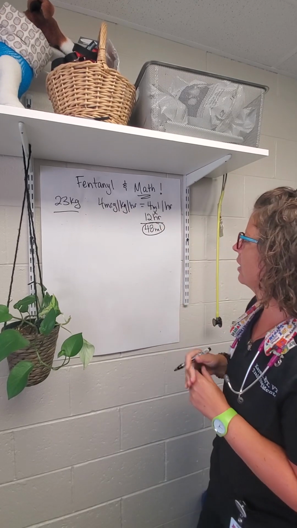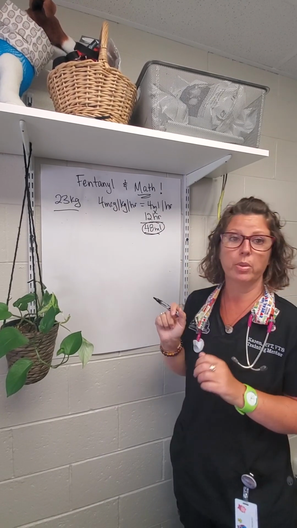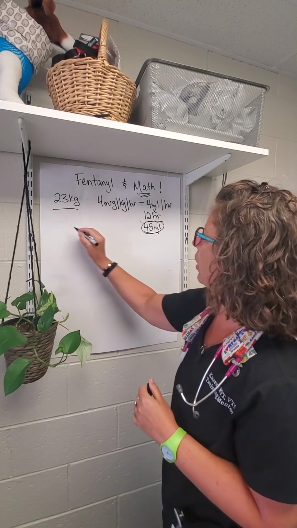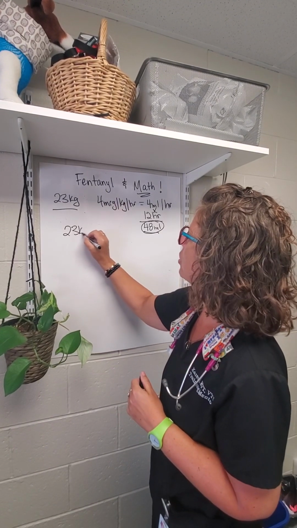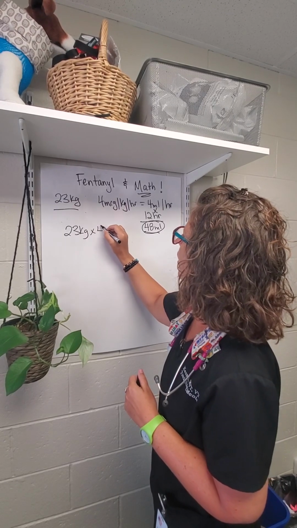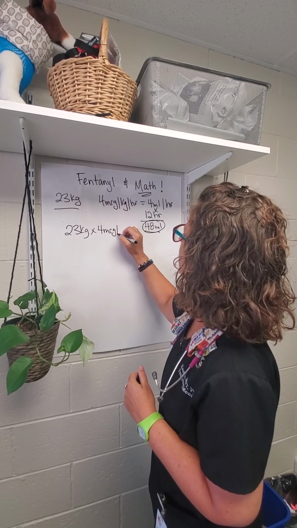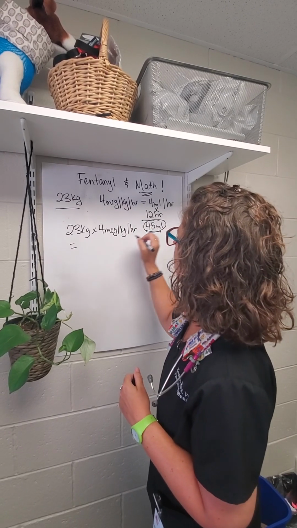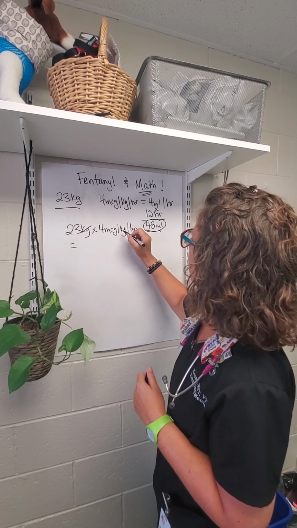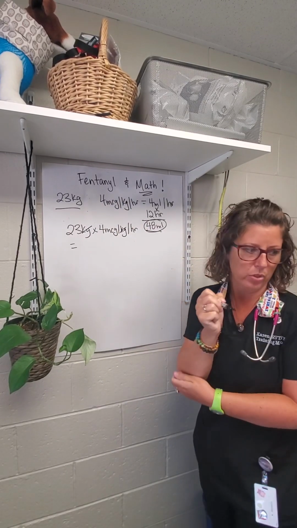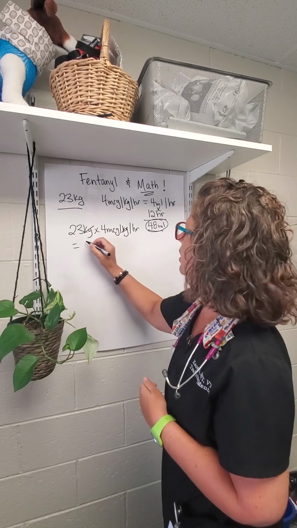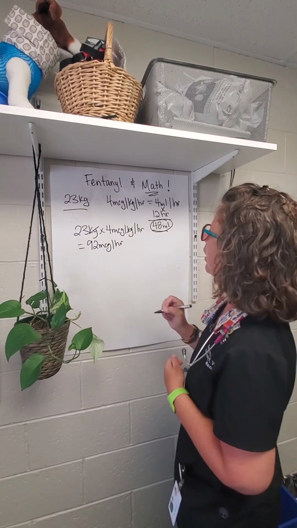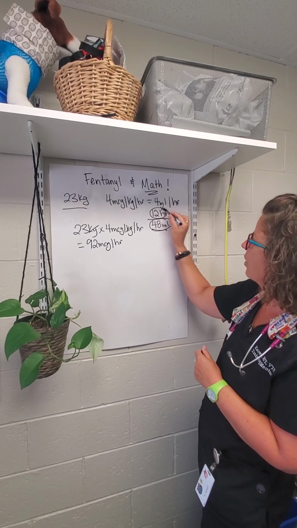So what we need to figure out next is how many mils of this is going to be fentanyl and how many mils of this is going to be saline diluent. So we're going to start with the weight of our patient. We're going to multiply by 4 mics per kg per hour. Sorry, I kind of ran out of room there. So our kilograms cross out and we are left with 92 mics per hour. And then we said we need 12 hours worth.